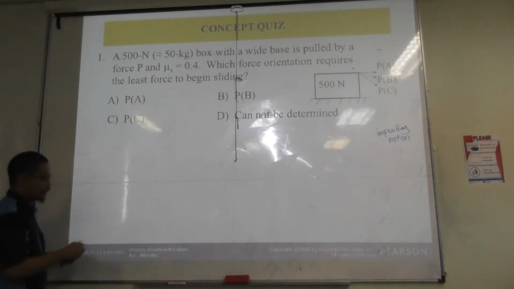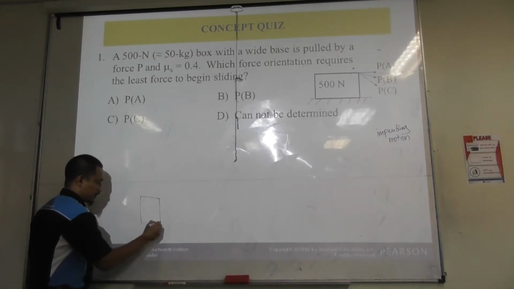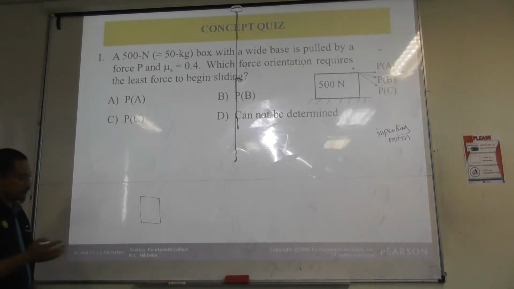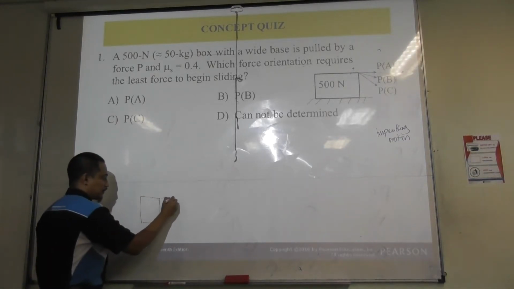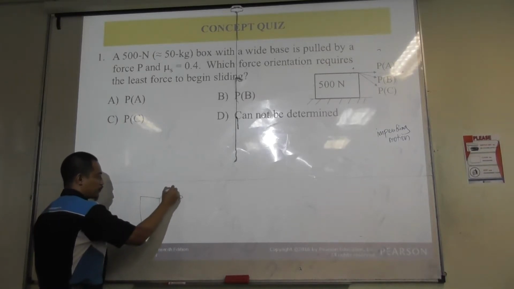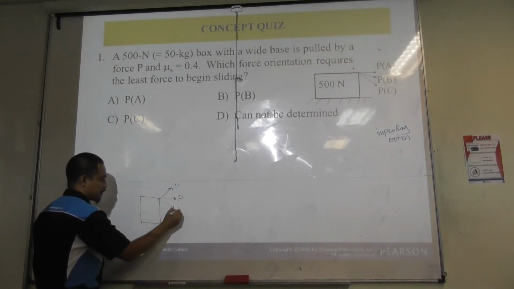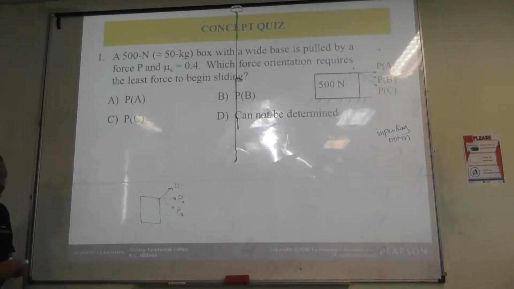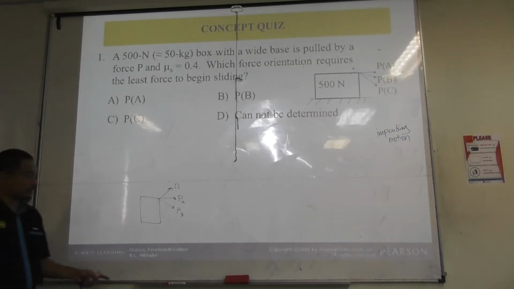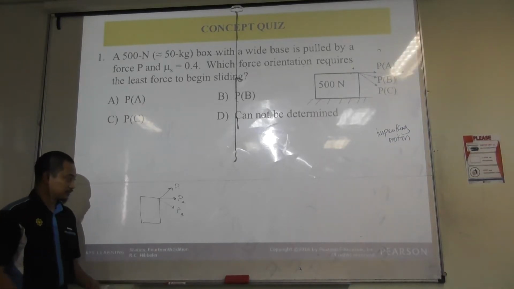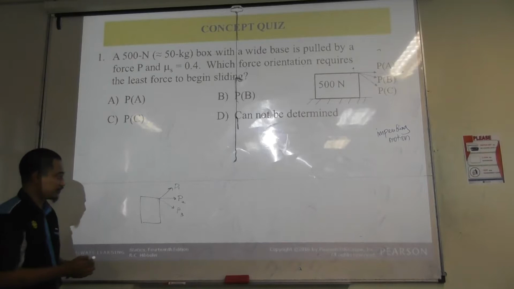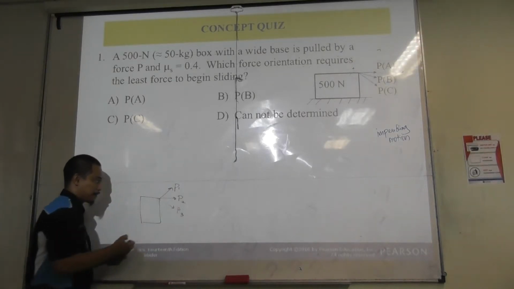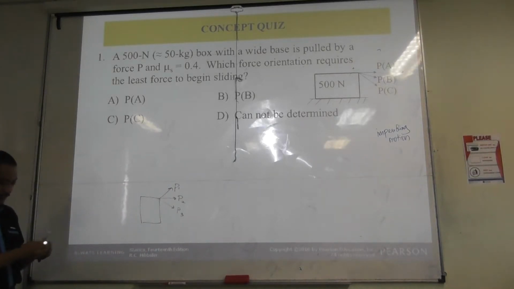Okay, if I put a different question, if I want to pull a heavy box like this, if I pull here, or pull here, let's say P1, P2, P3, which one is the best option? P1, P3, P1, P2. Kena berubah ni. Why? Why P1?